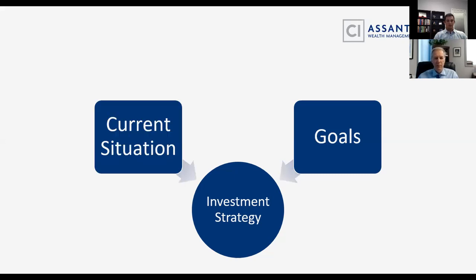The next is your current situation. So where are we today? Just like with the map example, if we know where we're going but we don't know where we are, it's hard to get directions. So we have to start with key information like: how much are our assets? What are our liabilities, or our debt? What is our income, our expenses? That's a good representation of our current situation when we're looking at investment strategy.